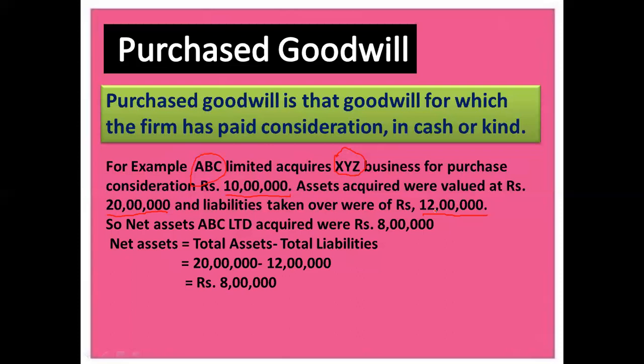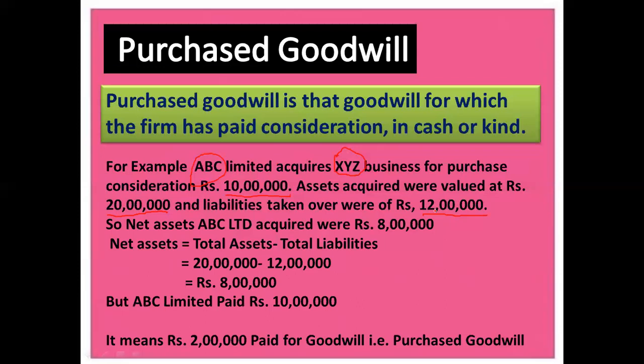Now compare this 8 lakh with the purchase price. What was the purchase price? ABC Limited paid rupees 10 lakh. The net asset they acquired is of 8 lakh. It means rupees 2 lakh is paid for the goodwill. So when the purchase price is more than the net asset, it means the extra payment that ABC Limited is giving to XYZ is for the goodwill. And this goodwill is called purchase goodwill. I hope this topic is clear to you.